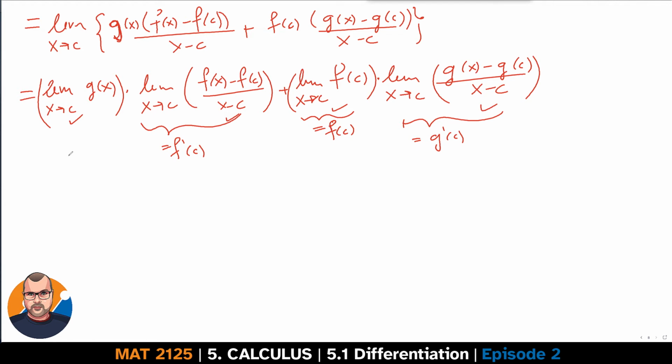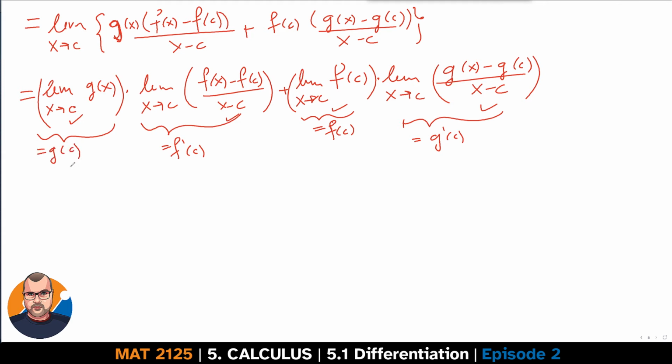And finally, we're left with the first one, the limit of g at x when x goes to c. Well, what we do know here is that g is differentiable at c, and what we've seen is that if a function is differentiable at a point, it is also continuous at that point. So the limit exists, and it is equal to g at c.